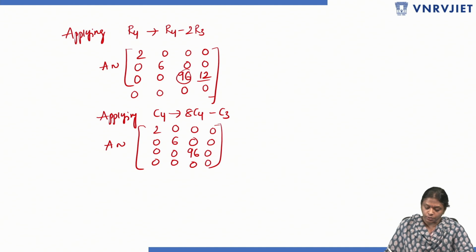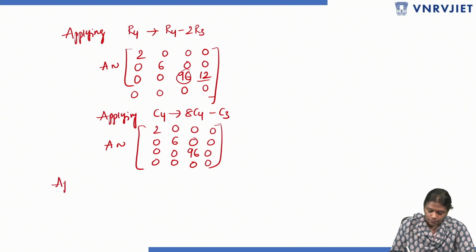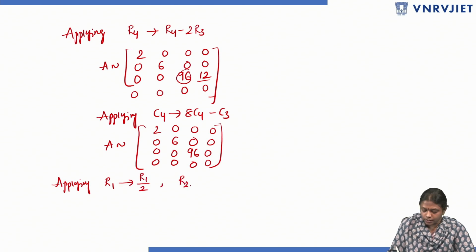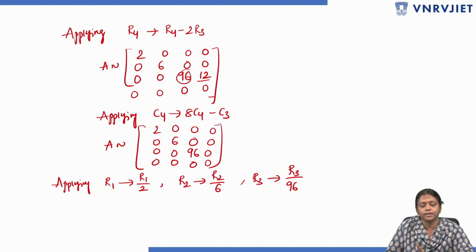Now we need to convert this into identity matrix. So how can you convert this into identity matrix? You may apply either row operation or the column operation. So here I am applying R1 tends to R1 divided by 2 so that it becomes 1. Next R2 tends to R2 divided by 6 so that it becomes 1. Then R3 tends to R3 divided by 96. You may apply column transformations by taking C1 tends to C1 divided by 2, C2 tends to C2 divided by 6 and C3 tends to C3 divided by 96. Both are the same. You may apply any operation here. You will be getting the same matrix.